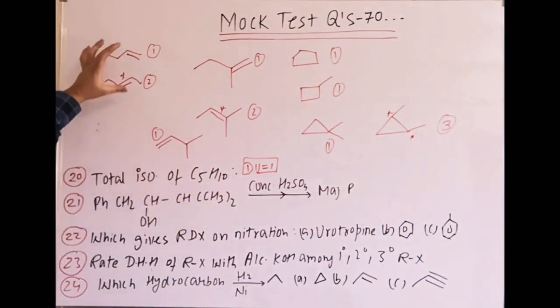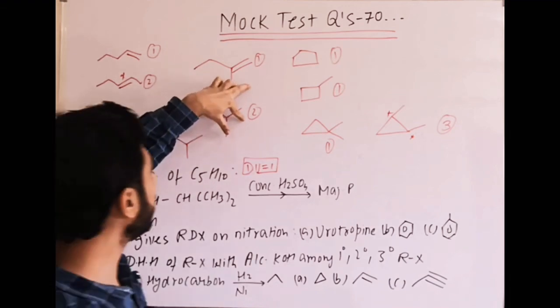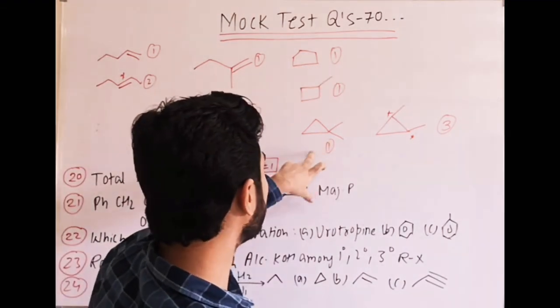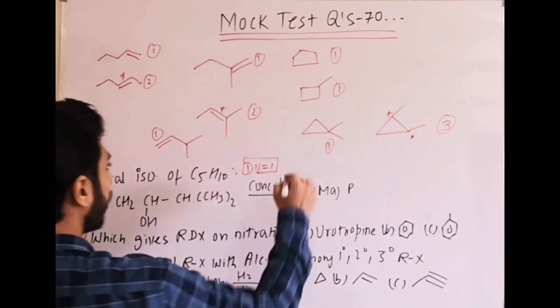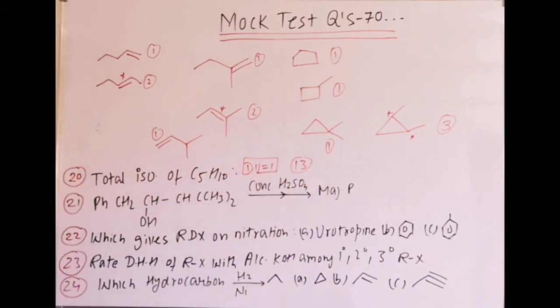Only count it correctly. It will be 3 plus 1 is 4, plus 3 is 7, plus 2 is 9, plus 1 is 10, and then 3 more, 13 is the answer for this question.